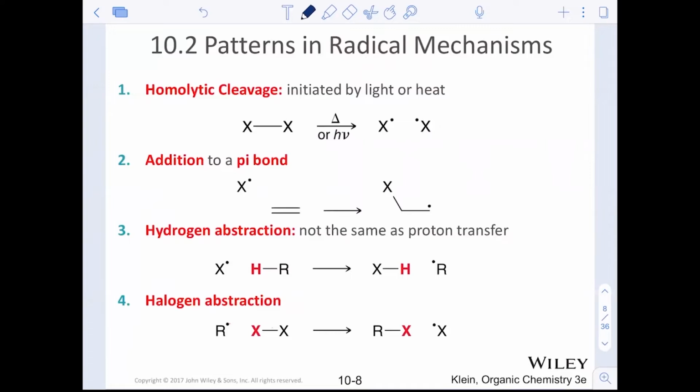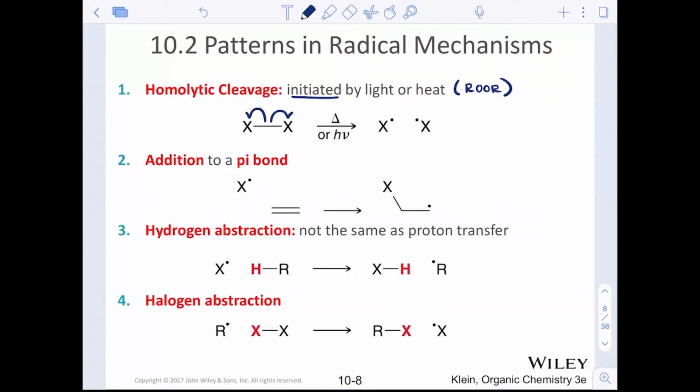So let's follow along. Homolytic cleavage is usually initiated by heat or light. You can initiate them with a peroxide as well. We'll talk about peroxide initiators a little bit later on. What heat, light, or peroxides do is start by homolytically cleaving the bond. Right? One arrow for each electron, one electron for each X element there.